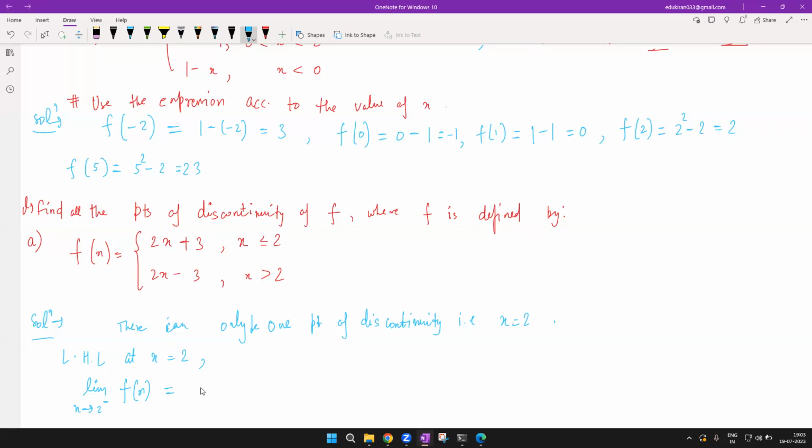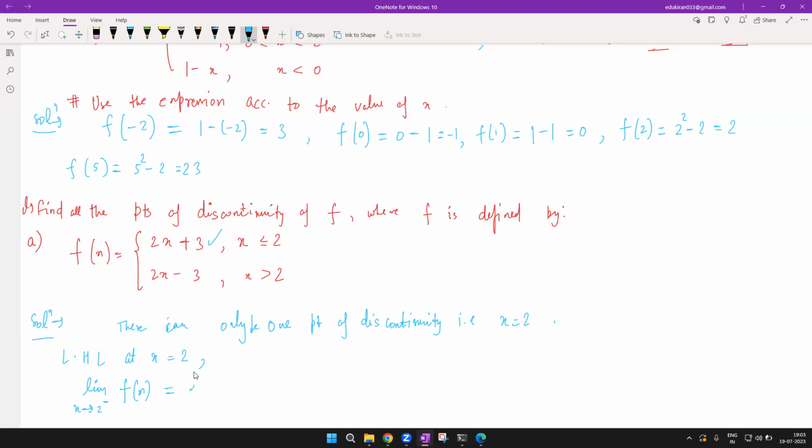What is the value of x here? x is 2 negative, so 2x plus 3. Correct. So the value of x here is 1.99999, something like that, right? And the value of x is 1.99. That suggests you have to use this expression, because whenever the value of x is less than or equal to 2, this expression will be valid.